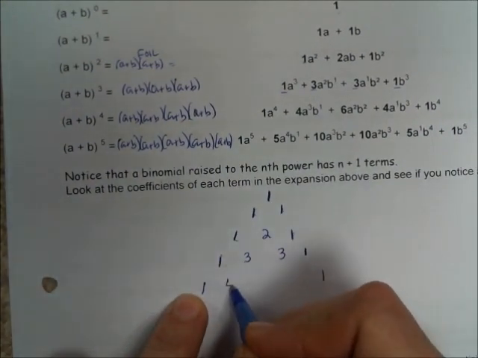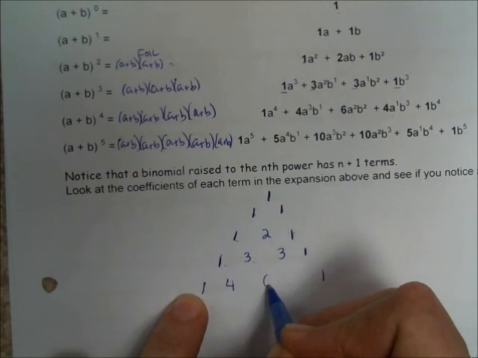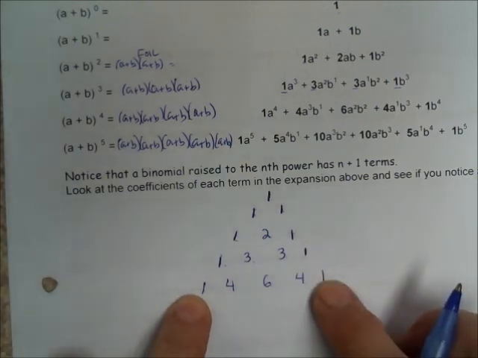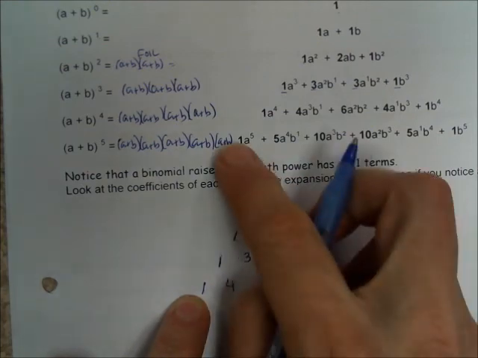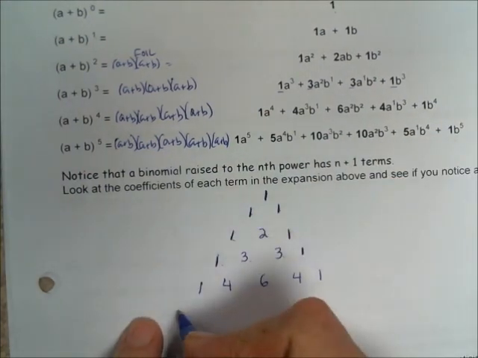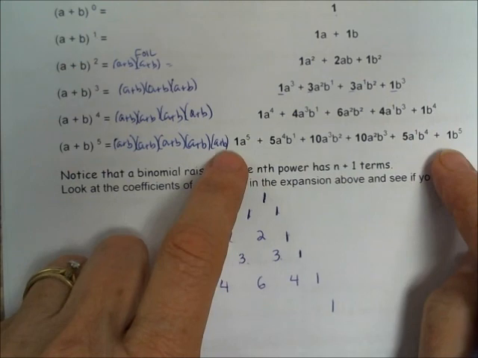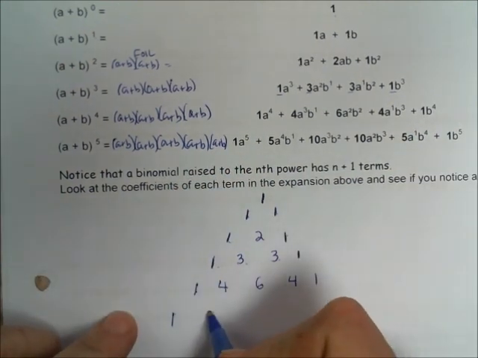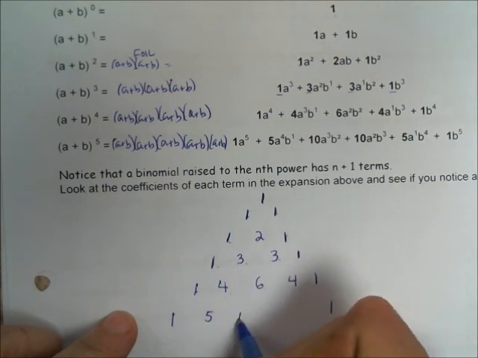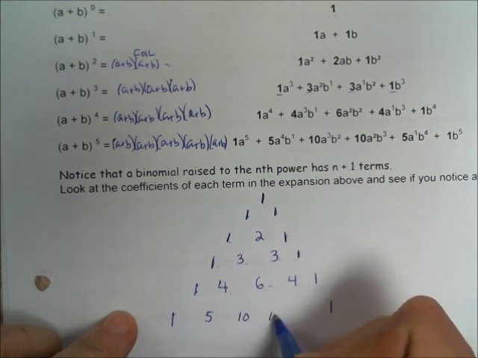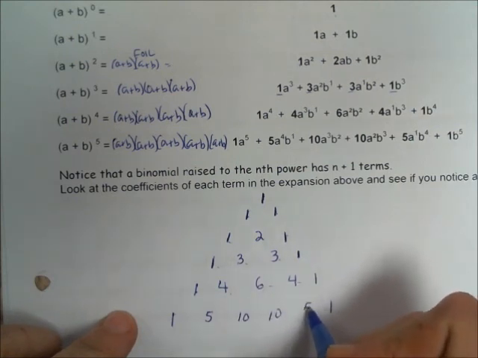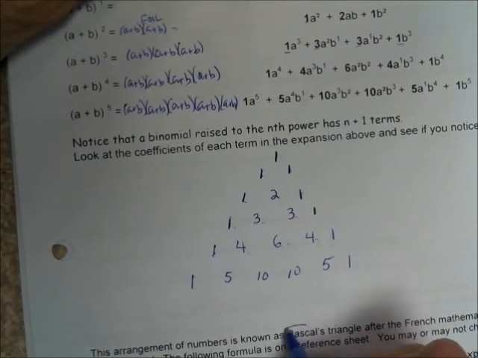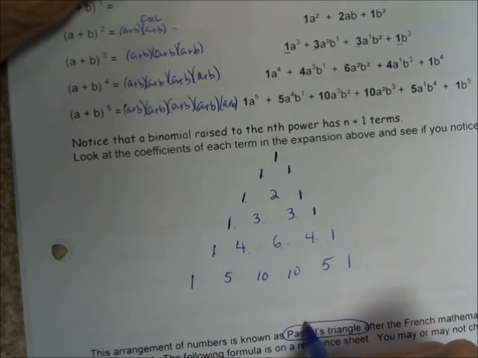1 plus 3 is 4. 3 plus 3 is 6. 3 plus 1 is 4. And then the 1s go off to the side. The next row down, we're going to start and end with a 1, we always do, and then we can add 1 plus 4, which equals 5. 4 plus 6 is 10. 6 plus 4 is 10. 4 plus 1 is 5. Okay, what we've just created is something known as Pascal's Triangle.